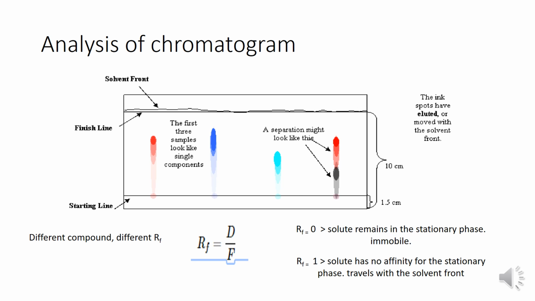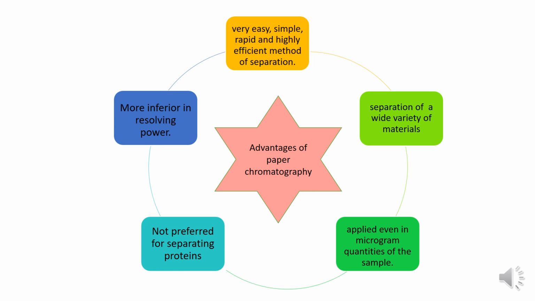The advantages of paper chromatography are, first, it is a very easy, simple, rapid and highly efficient method of separation. The second one is the separation of a wide variety of materials such as amino acid, sugar, oligosaccharide, oligopeptide and so on. Third, it can be applied even to a microgram quantity of the sample.